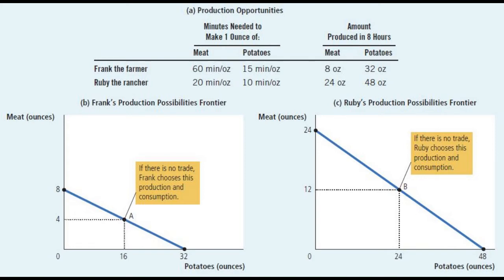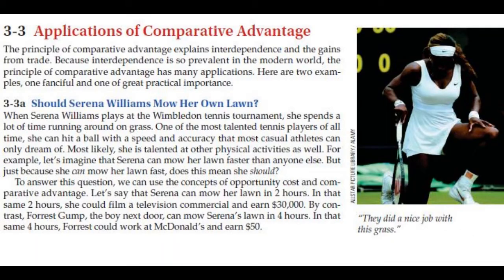We talked about the example of Serena Williams and whether or not she should mow her lawn, right? Her opportunity cost of spending a couple hours mowing her lawn is massive, right? She could be making thousands and thousands of dollars and paying someone to come mow her lawn for a couple hundred dollars, and she would be coming out with a big windfall, coming out way ahead. So this idea of comparative advantage is all about the ability to produce at a lower opportunity cost than another producer. What are you giving up to get?